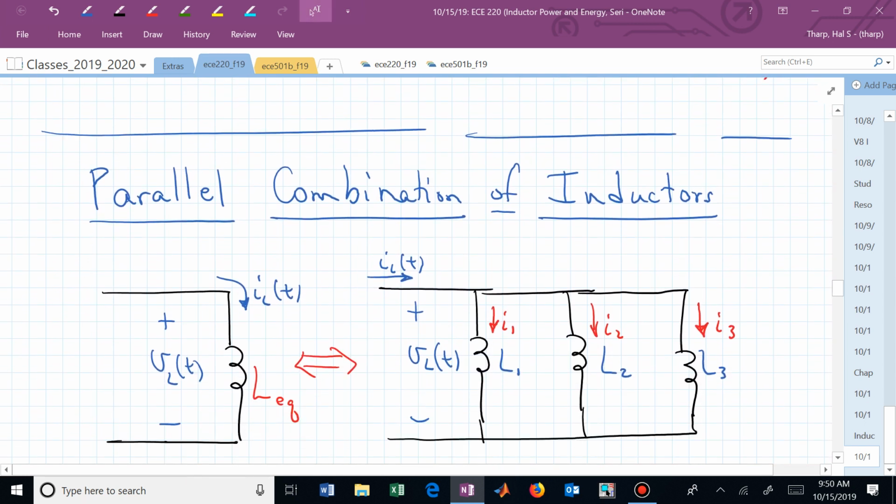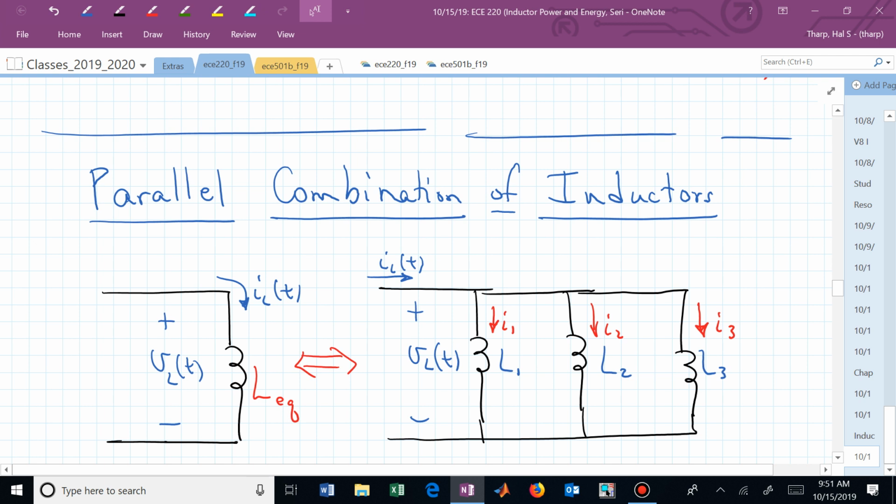What about if they were in parallel? I already gave you the answer at the beginning of class because I said inductors combine consistent with resistors. You should start thinking, I should be seeing this reciprocal relationship, and now we can see that if we simply apply KCL. KCL on the right tells us that the current flowing through the equivalent inductor, L sub EQ, is going to be the sum of those three currents, I1, I2, and I3. That's KCL.